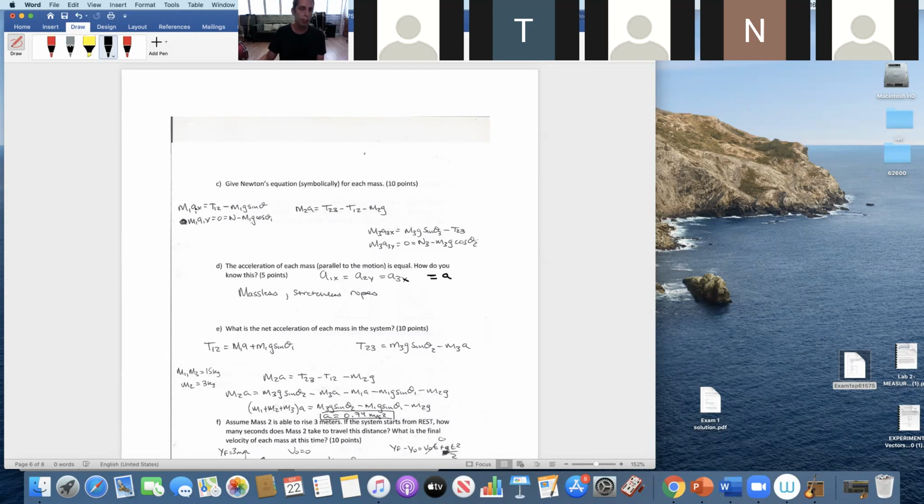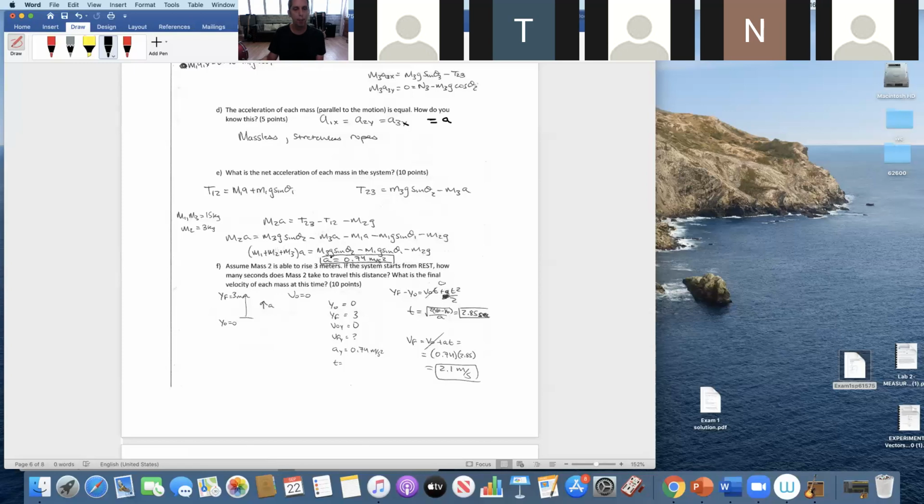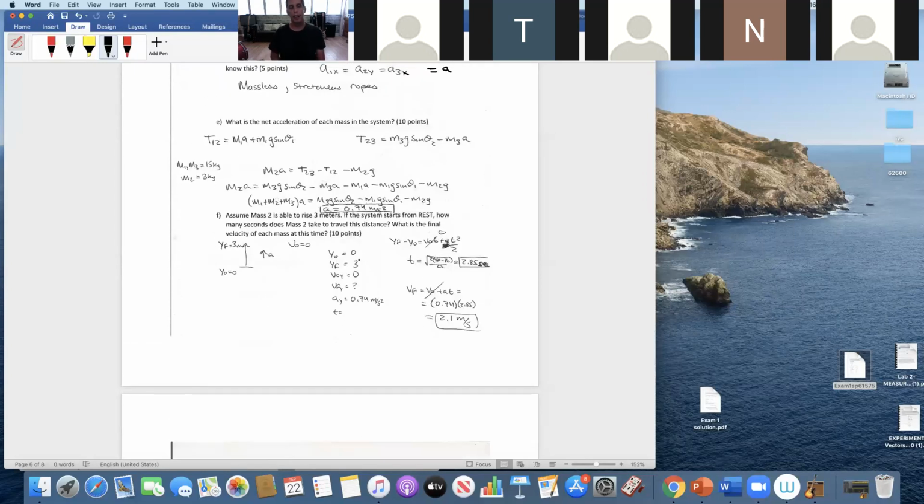So you get T12 is equal to M1 A1X plus M1G sine, and plug it in there. Solve this equation for T23 and plug it in there. And then do some algebra and solve it for A. Now, here's the thing. You have A. Forces in our class are considered constant, so we can use constant acceleration equations. It says if the system starts from rest, how many seconds does it take for mass 2 to rise 3 meters?